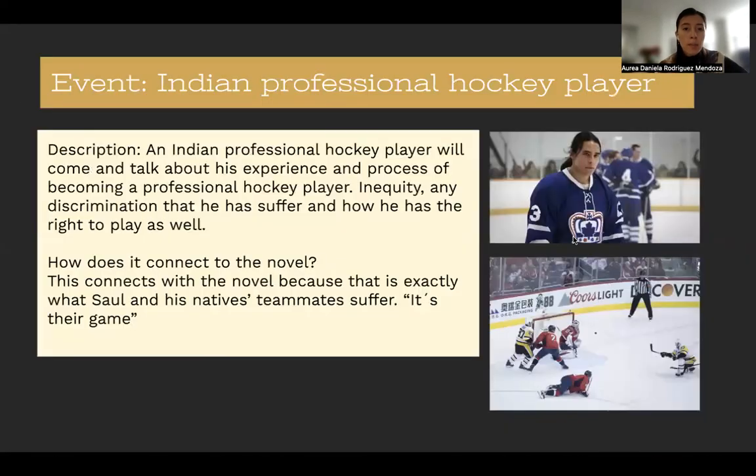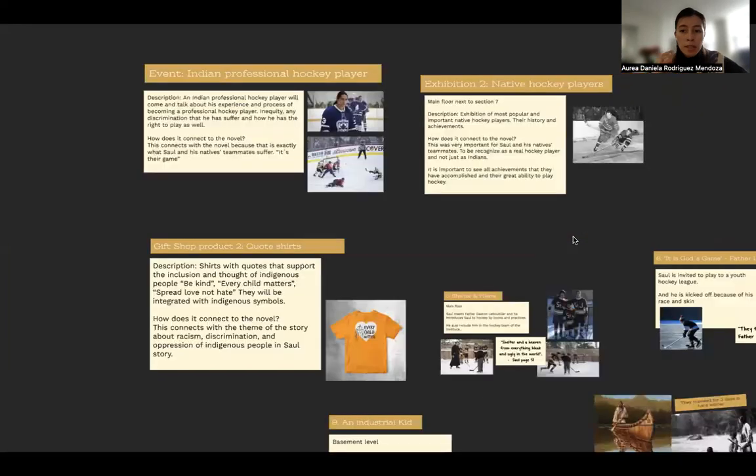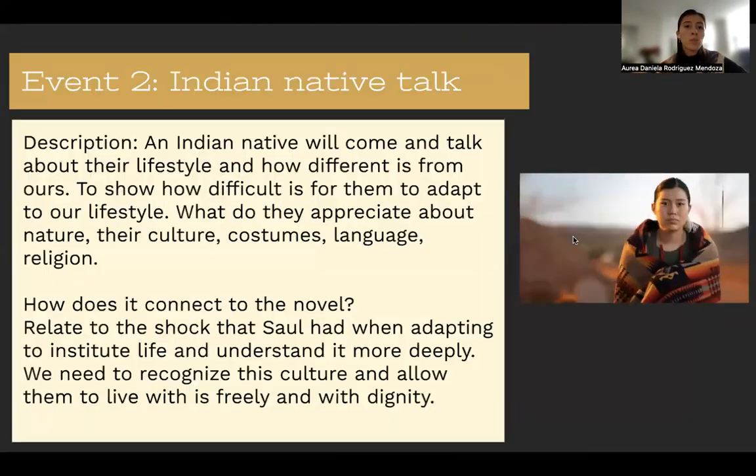Then there are going to be several events also in the museum, but the second one is the most important one because we're going to invite native people to talk about their lifestyle and how different it is from ours, and how difficult it is for them to adapt to our lifestyle because they appreciate totally different things than what we appreciate. This connects to the novel because it relates to the shock that Saul had when adapting to institute life, and to understand it more deeply, and that we really need to recognize this culture and allow them to live freely and with dignity.